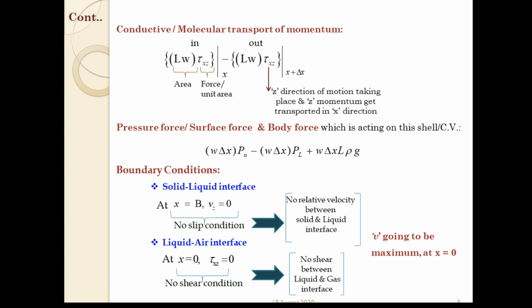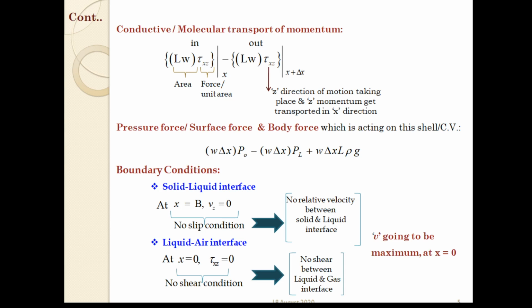Now, as we have that narrow slit, and in between this narrow slit the flow is flowing in the z direction, towards the downward direction by gravity, there will be some boundary conditions. As we know, in transport phenomena we consider two types of boundary condition. One is the no slip condition and another is the no shear condition. The no slip condition prevails on the solid liquid interface, and the no shear condition prevails on the liquid air interface.